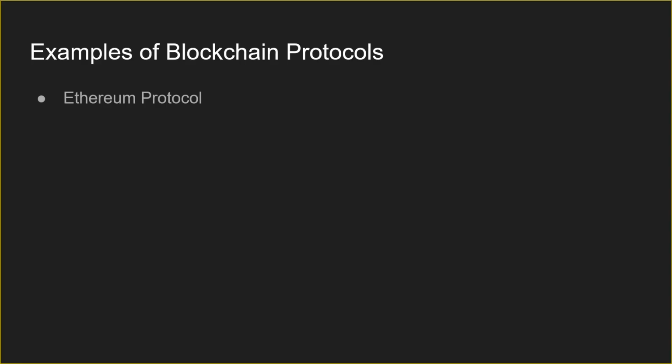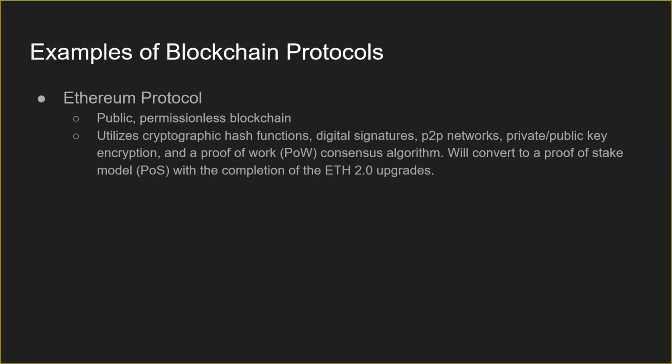Now, another protocol we'll take a look at is the Ethereum protocol. We'll take a look at some differences between Ethereum and Bitcoin. This is really where we start to differentiate the different protocols and different blockchains beyond just their name and their use case, but actually how they're encoded and the finer details, at least the beginning of the finer details that separate them. So Ethereum is a public permissionless blockchain, utilizes cryptographic hash functions, digital signatures, peer-to-peer networks, private and public key encryption, and a proof-of-work consensus algorithm, crypto mining. So at this point, still similar to Bitcoin.